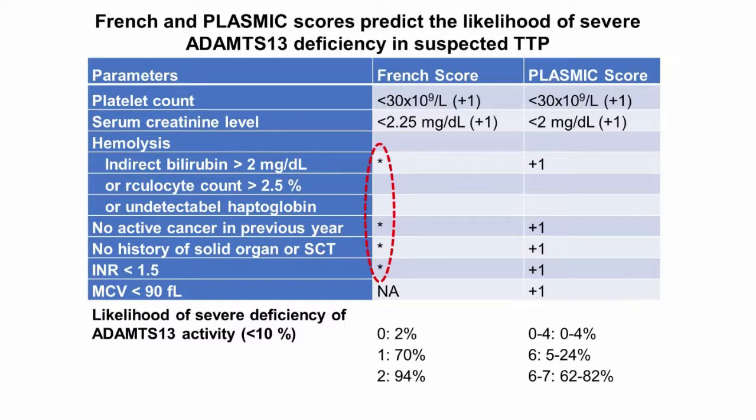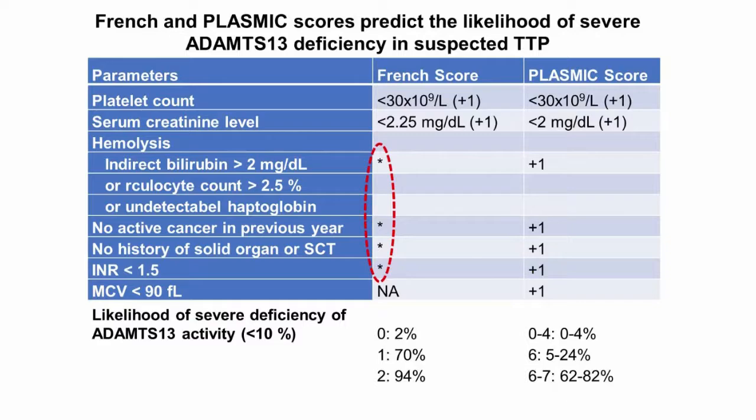The other parameter in the French score is that these patients are assumed not to have cancer, and not to have a bone marrow transplant or solid organ transplant. In the PLASMIC score, they give 1 point for each one of those parameters, except that the MCV is present in the PLASMIC score but is not in the French score. But overall, you can see the French score is about 4 points less than the PLASMIC score, but the predictive value seems to be similar.